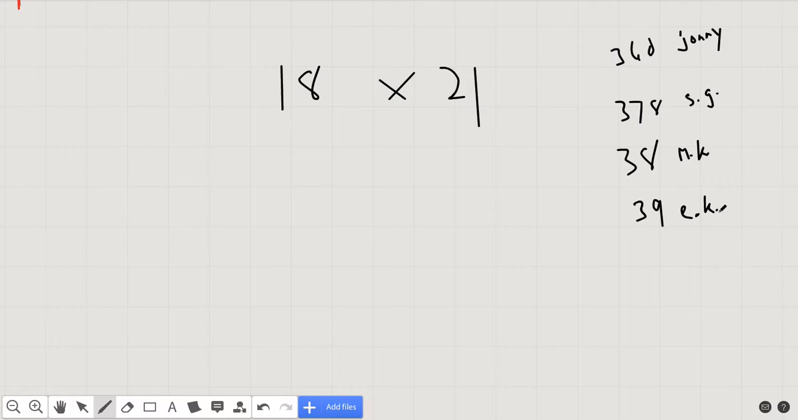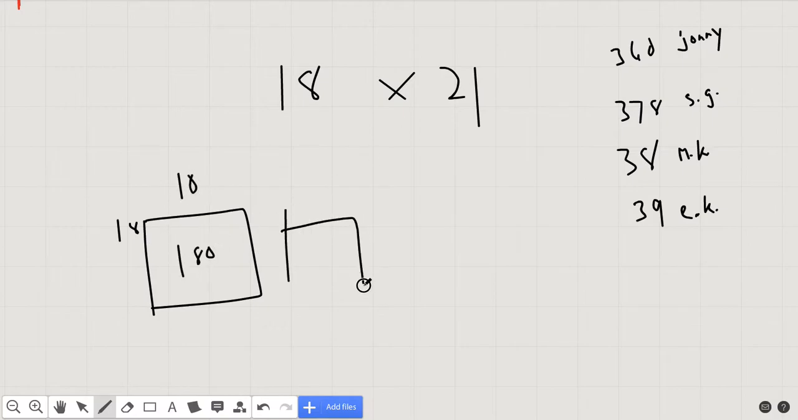Now you select somebody. You say, okay, Johnny, how did you get your answer? And they said, well, okay, I know that I have 18. I thought of, let's say, an area model. I know that 18 times 10, if I have 18 tens, that's going to give me 180. Well, I know that 21's close to that, so there's two 180s. And I know that 180 plus 180 is 360. And so that's the answer.